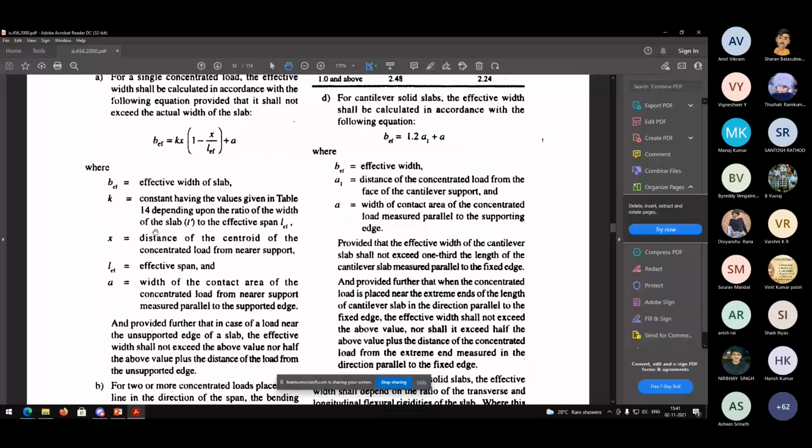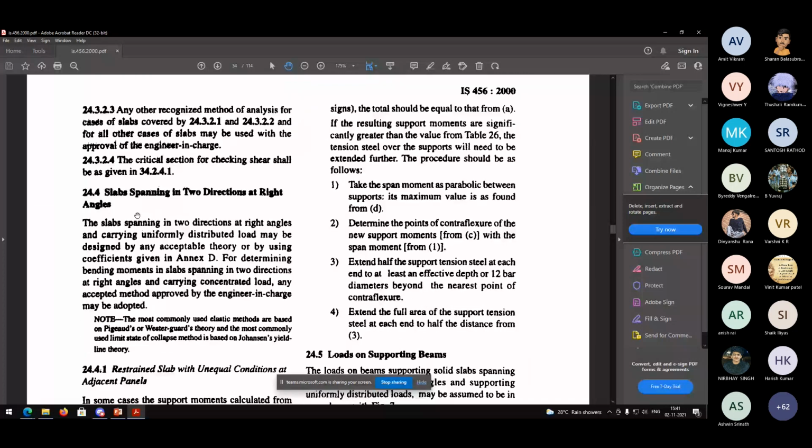A slab spanning in two directions at right angles. So this is what we are talking about, two-way slabs. A slab spanning in two directions at right angles and carrying uniformly distributed loads may be designed by any acceptable theory. The meaning of this, like what I showed you in the PPT, is the Rankine-Grashof theory. So there are several theories which you can use.